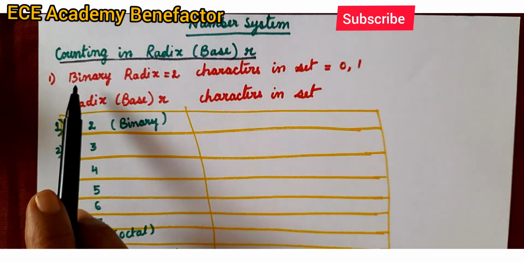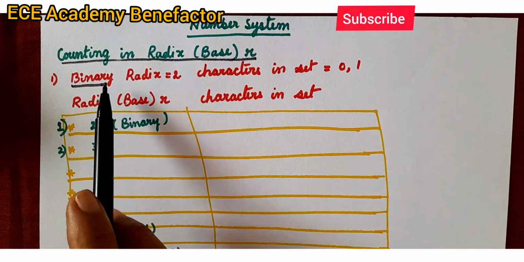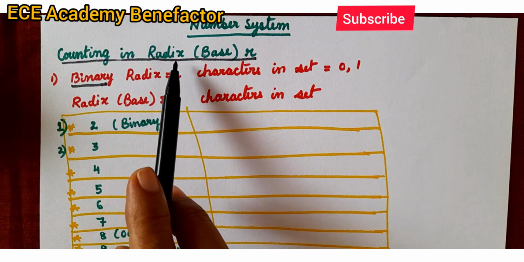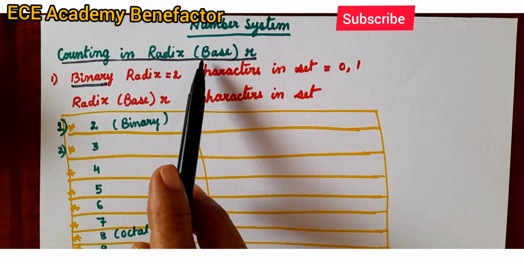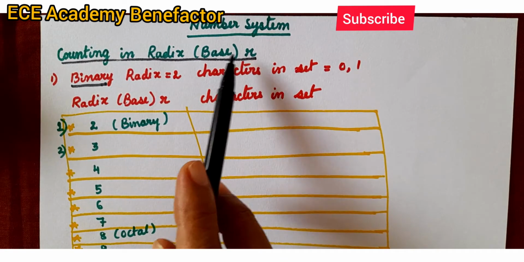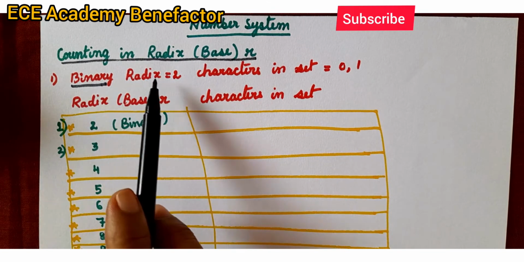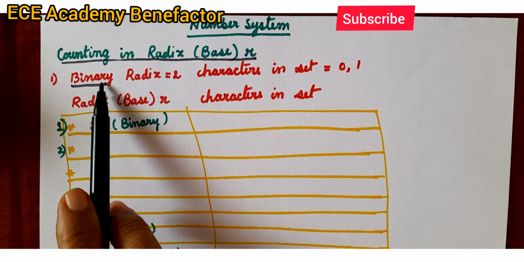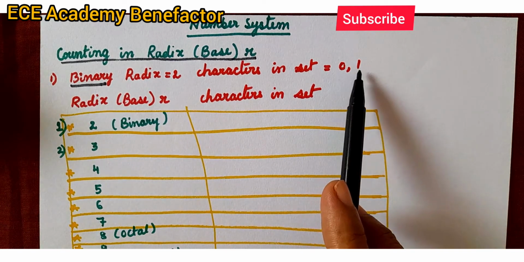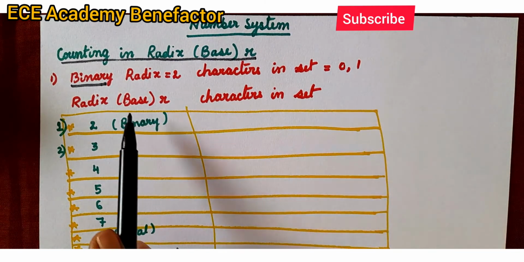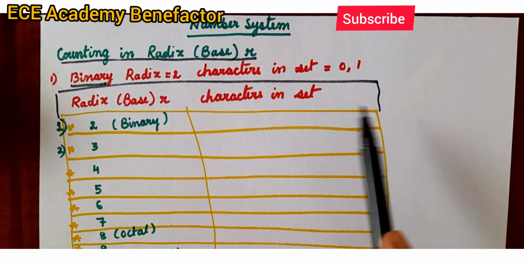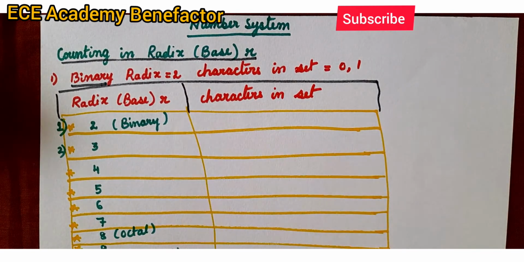For example, when we take binary, the binary base, we can say it as radix or base. It's denoted by small r. For binary, the base is 2. What are the characters used in binary? Either 0 or 1. So here we have a table to understand how to do counting for radix r.